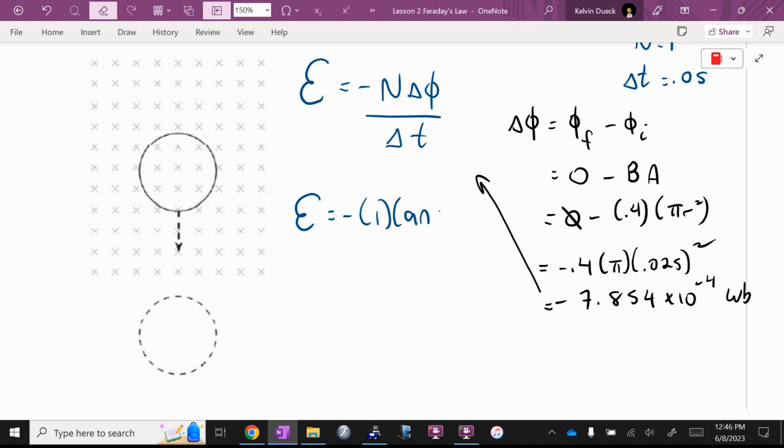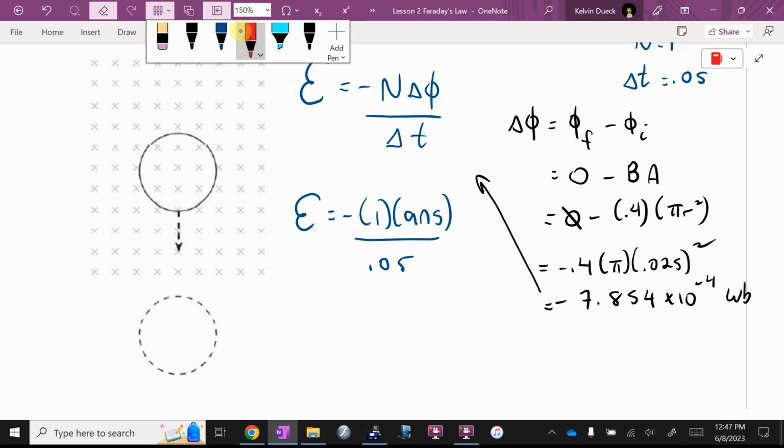I'm just going to use my answer button. So I'm going to write ANS because that's what's going to happen here, divided by 0.05. Oh, what's nice is the negative in Faraday's law cancels out with the negative in my flux, and I do actually get a positive voltage bonus.